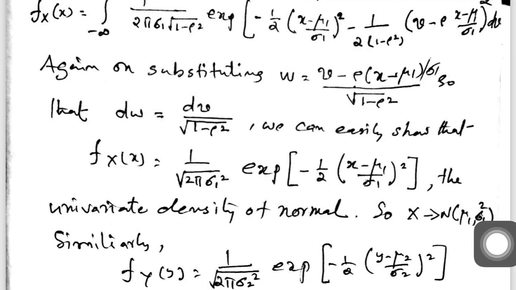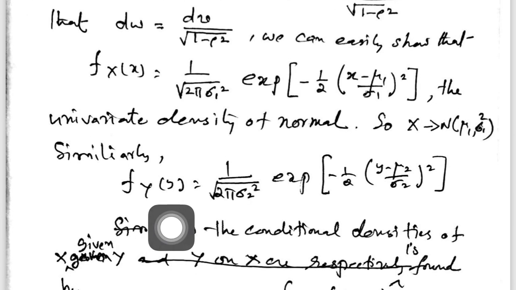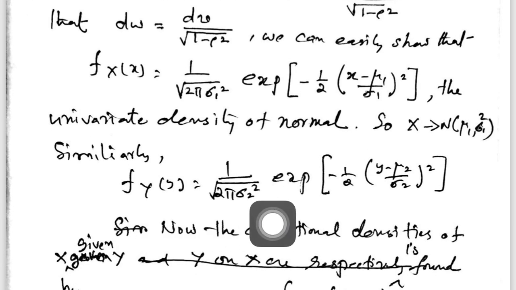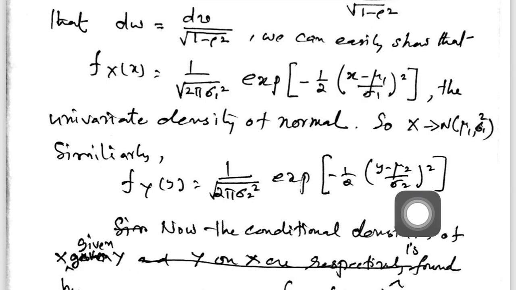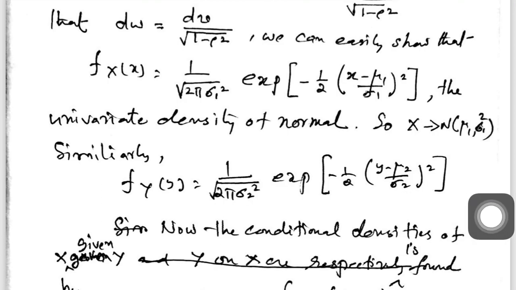Okay, and the same technique you can apply for finding the marginal density of y, that is f y of y. You can find f y of y will be equal to 1 by root 2 pi into sigma 2 times e to the power of minus 1 by 2 into ((y minus mu 2) divided by sigma 2) the whole square. Okay, now these are the results for the marginal densities of x and y in a bivariate normal distribution. That is also a very important and interesting result for this particular distribution.